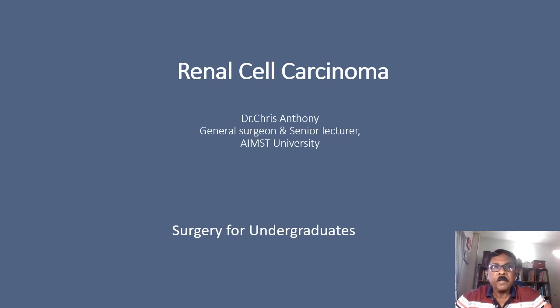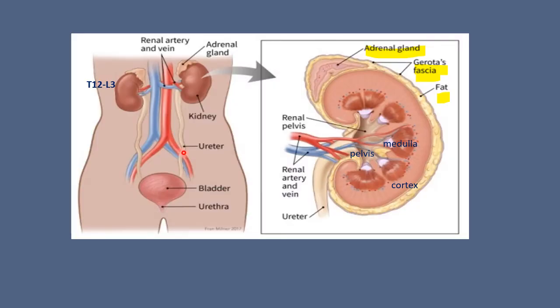Today's topic is renal cell carcinoma, or adenocarcinoma of the kidney. This slide shows the general outline of the urinary system, which consists of a pair of kidneys in the upper abdomen, the ureters, which join the kidney to the urinary bladder, which is located lower down in the pelvis, followed by the urethra. Okay, the kidney is located in the upper abdomen.